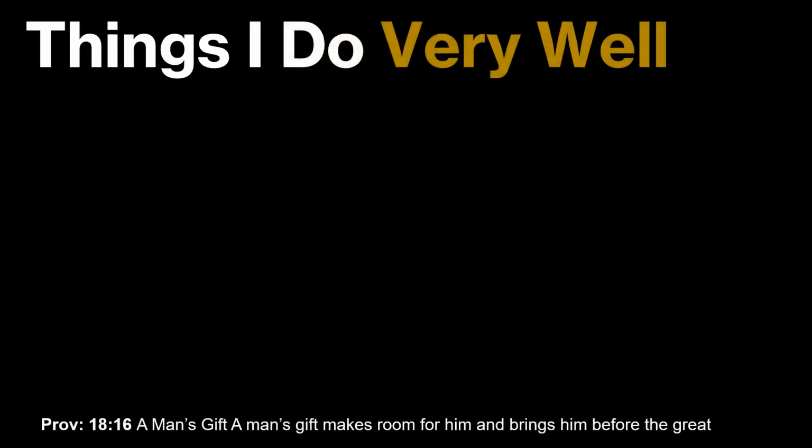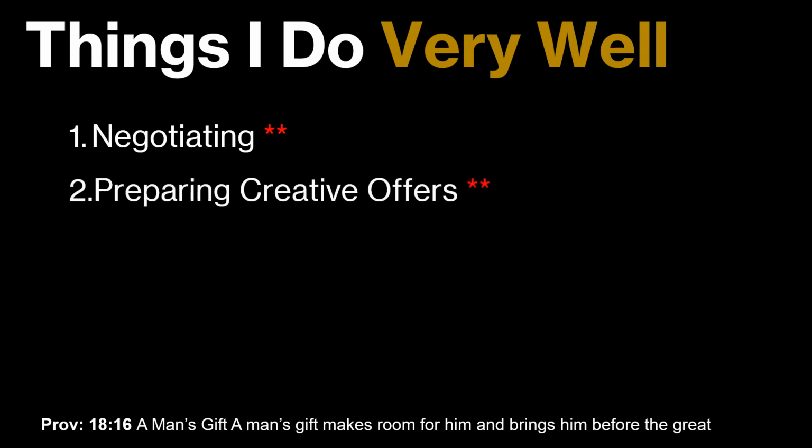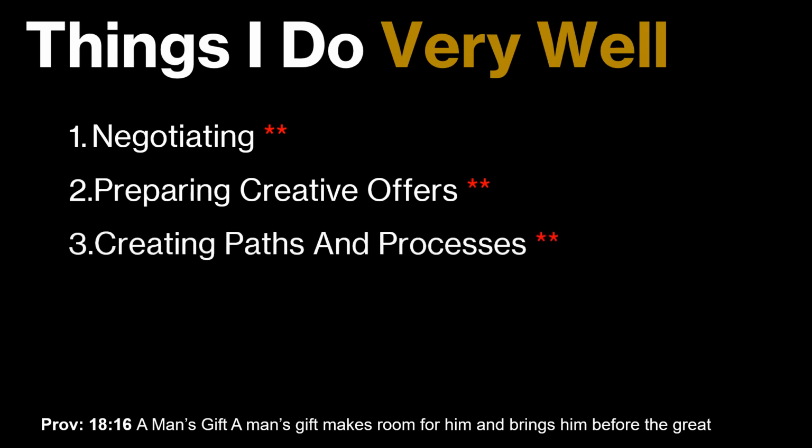Now, the things that I do very well, now remember this is the process of how you get to do what I'm doing: you go through the process, make the list and check it off, sort things out, identify the things that you like to do and the things that you're good at doing and see if you can make the connection. And that's what I've done. I like negotiating and I'm good at it. Preparing creative offers, I'm pretty good at that.